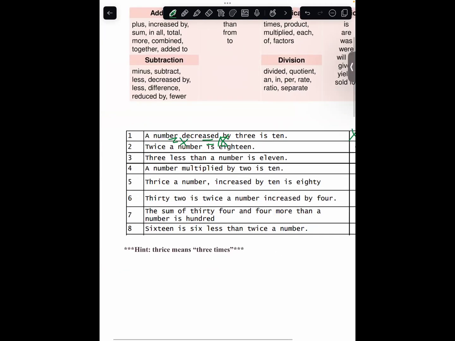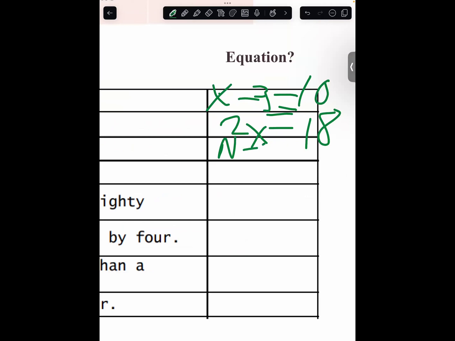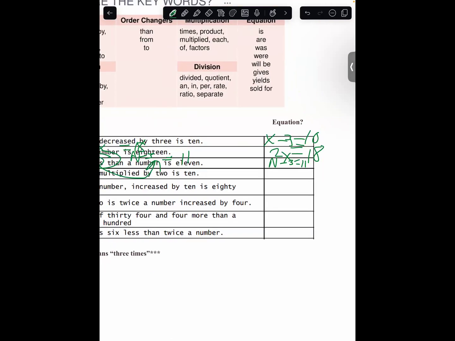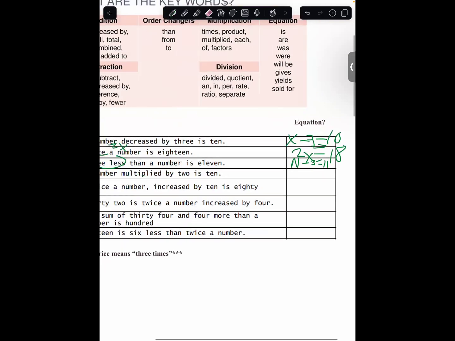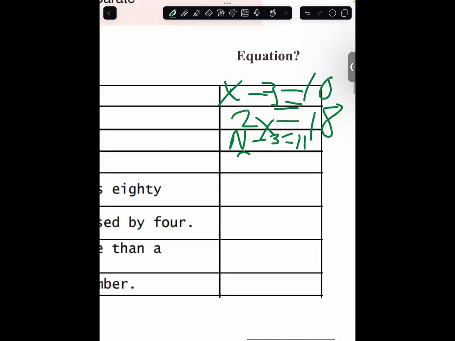Third one, 3 less than a number is 11. There's our equal sign, equals 11. 3 less than a number. So you got to put a number minus 3 because the less than part has to go around. So x minus 3 equals 11. All right. Next, a number multiplied by 2. So x times 2 equals 10. So x times 2, I prefer writing x times 2 as 2x. Same thing.